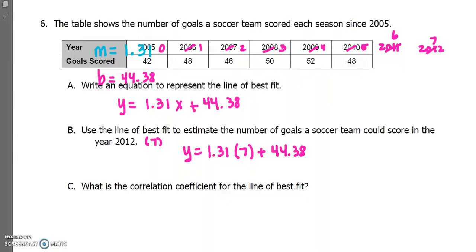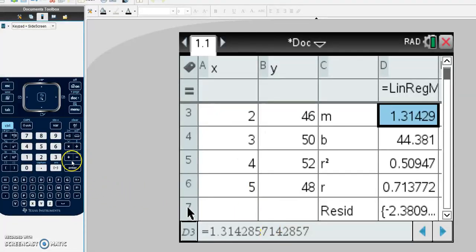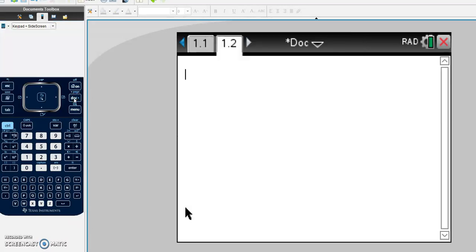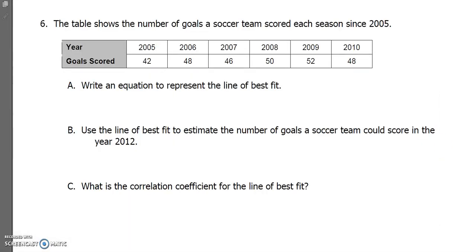So hang on just a second. Okay, so this is where we probably are on our calculator. So let me show you how to get to another page. We're going to do Control and Doc to add a page, and then we're going to say number 1 to add a calculator. And so now I'm going to type that in. It was 1.31 times 7 plus 44.38. Enter. So my answer would be 53.55. So let me go back to our problem.